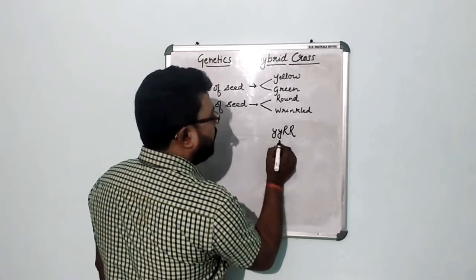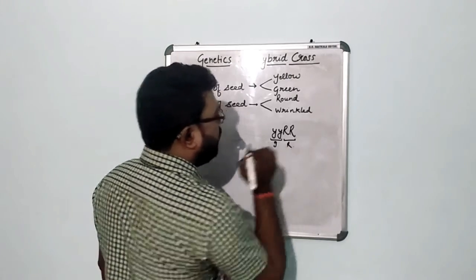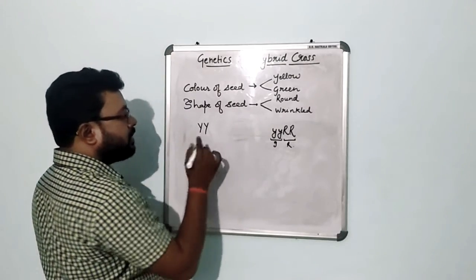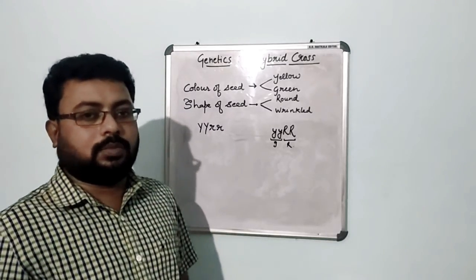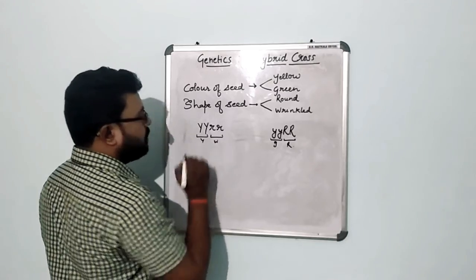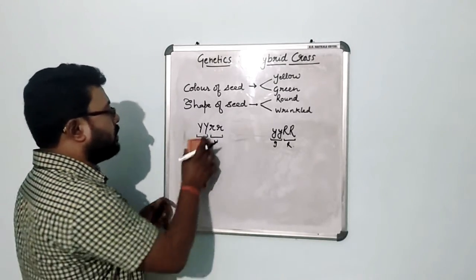So this is green and this is round. Okay, green and round seeds. But then the recessive trait is wrinkled, so wrinkled will be represented by small r. So here we have yellow and wrinkled seeds. Okay, so is it clear to everyone? So how to write the genotype?